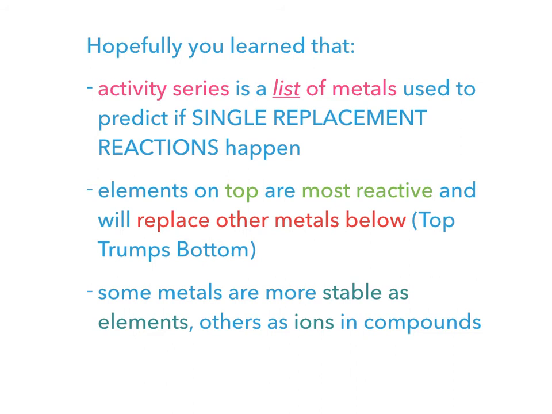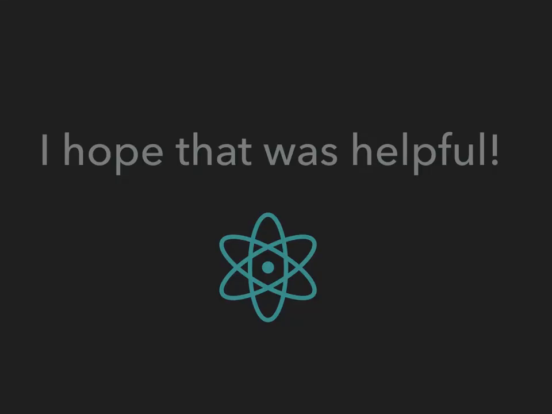Hopefully, you learned that the activity series is a list of metals used to predict if single replacement reactions happen. Elements on top are most reactive and will replace other metals below. Top trumps bottom. Some metals are more stable as elements and others as ions and compounds. I hope that was helpful.